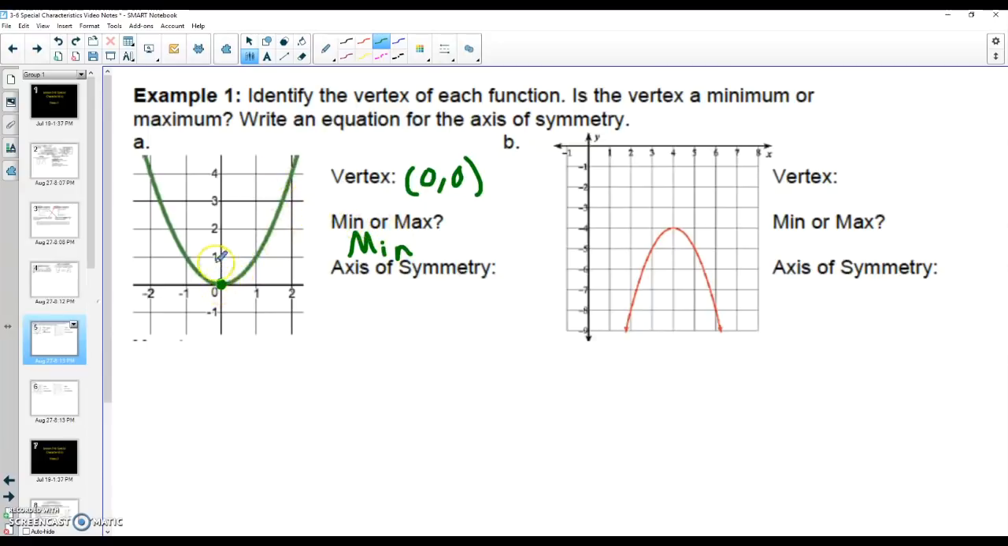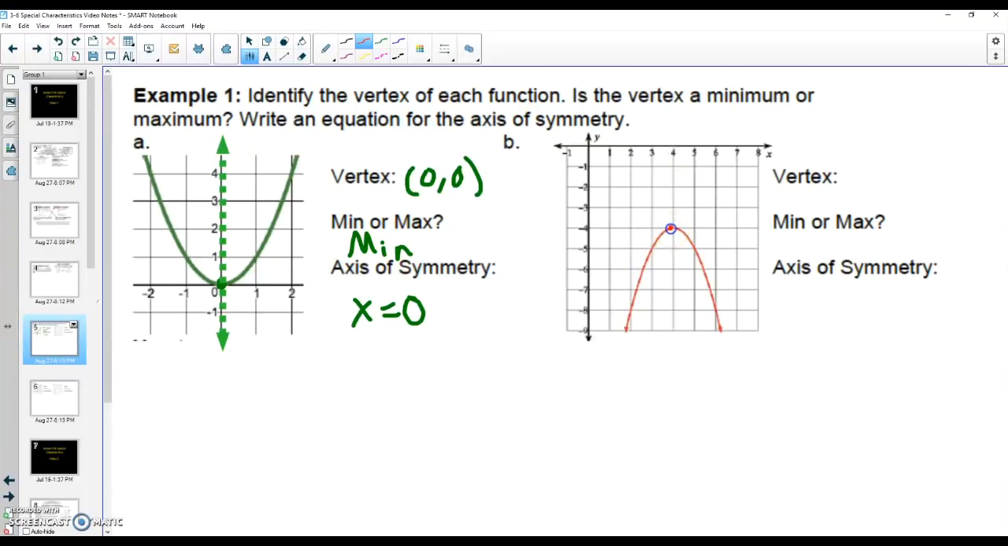Now our axis of symmetry is going to cut straight through there. If I were going to draw it, it would come in just like this through the middle. Remember, the x value should match our vertex, and it always has to be an equation, and it's going to be a vertical line, so it's going to be x equals, and that x value that it goes through is 0. So we have our vertex, it's a minimum, and our axis of symmetry is x equals 0.